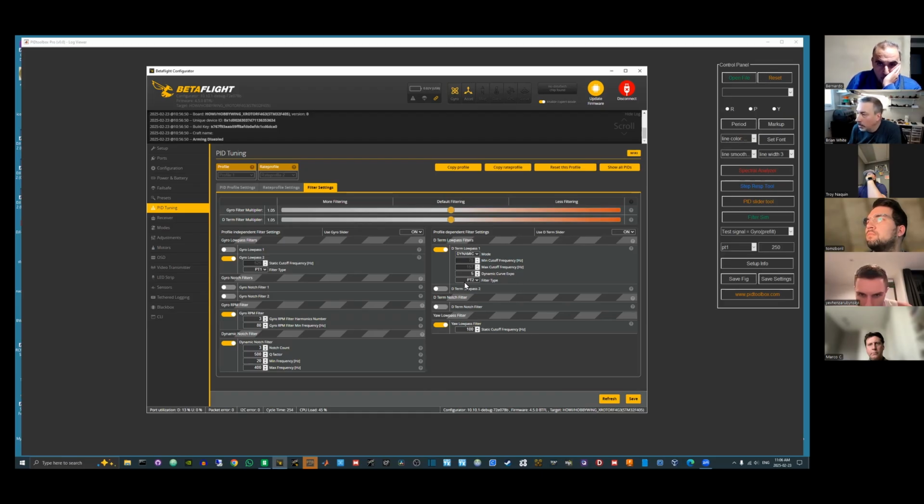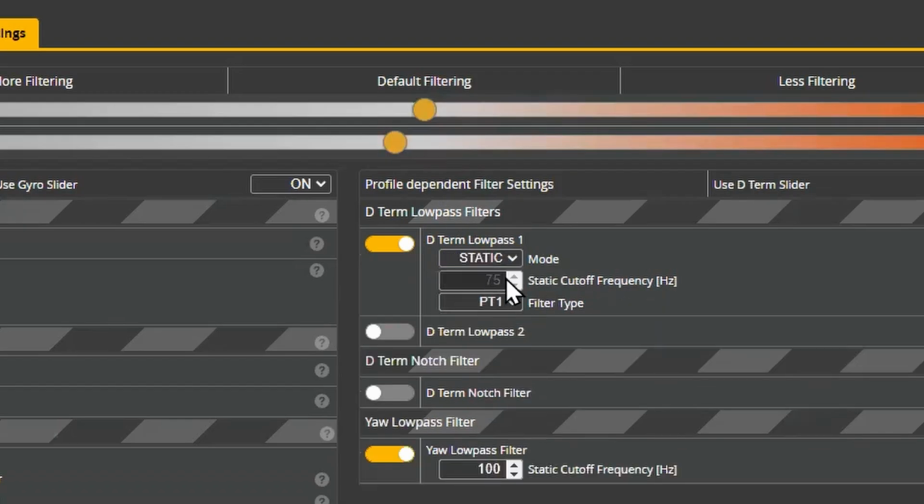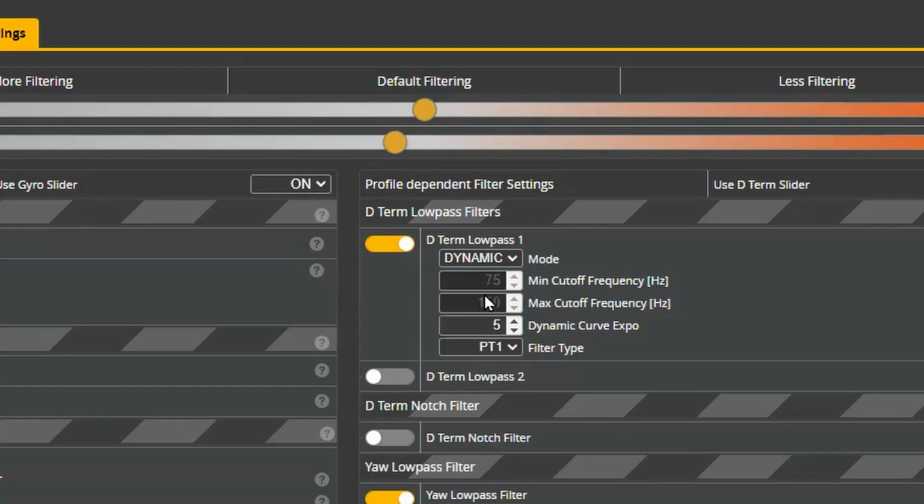Static, well, not necessarily, because Betaflight default, if you have dynamic here and you're at default, then it means at idle you'll have a cutoff of 75 hertz, and at full throttle you'll be at 150. If I turn off dynamic, I always have 75 hertz. So technically, you'd actually have more delay here at hover than you would here, because at hover here you're going to be closer to about 100 hertz.